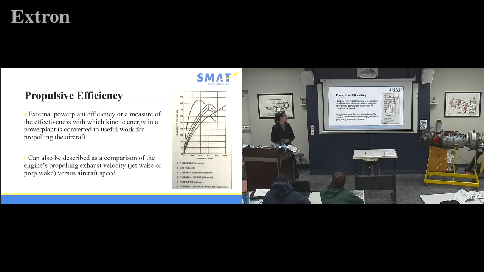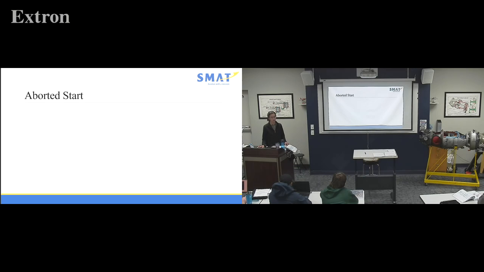Jet wake or prop wake versus aircraft speed. And here we have turboprop, UHB, turbofan, high bypass, low bypass, turbojet, and turbofan low, and turbojet supersonic, all compared to each other. We got turboprop here going over to our turbofan. So just comparing. A couple things to talk about, just to introduce them to you. We're going to be talking about them a whole lot more later, especially as I go through King Air with you.